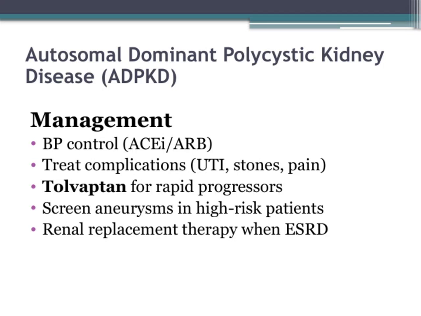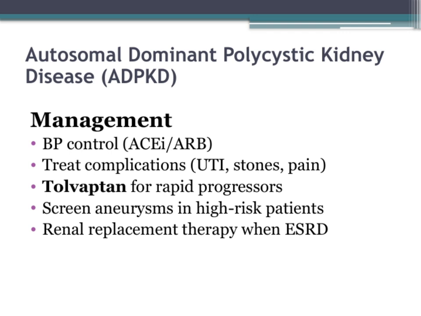Let's talk about management strategies for autosomal dominant polycystic kidney disease, or ADPKD. First, controlling blood pressure is crucial, and this is often achieved with ACE inhibitors or ARBs, which help protect the kidneys over time. Next, it's important to treat any complications that arise, such as urinary tract infections, kidney stones, or pain, to improve quality of life and prevent further damage. For patients with rapid disease progression, tolvaptan can be used as a targeted therapy to slow down cyst growth.